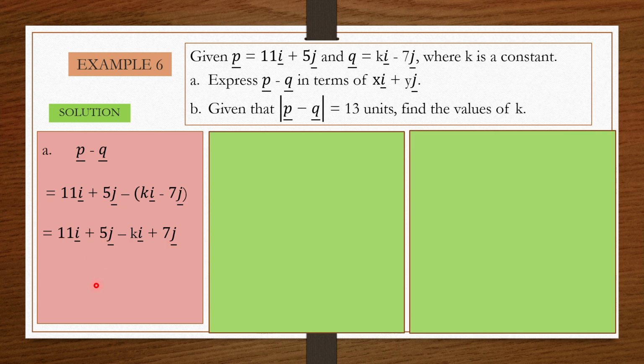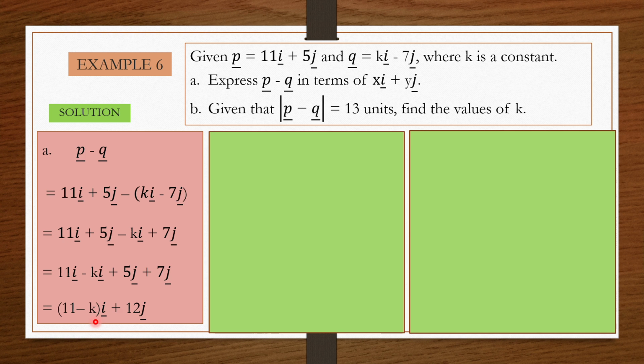Now you simplify vector i and vector i. That will be 11i minus ki. You cannot simplify, you just write. And 5j plus 7j. Now you can simplify the 5j plus 7j as 12j. And since 11i minus ki cannot be simplified, you must factorize it. Don't leave your answer as 11i minus ki. Make sure you factorize it. In bracket you'll have 11 minus k i.